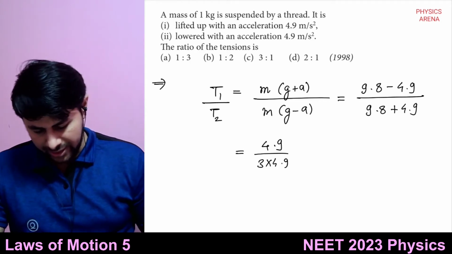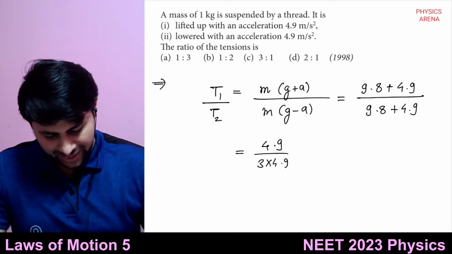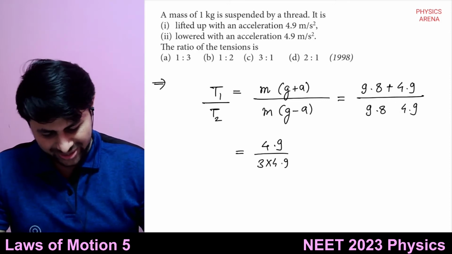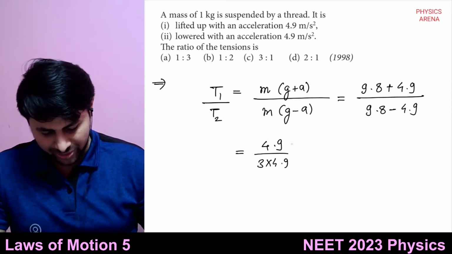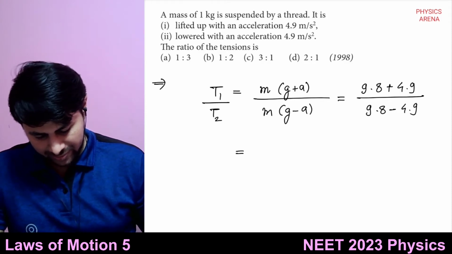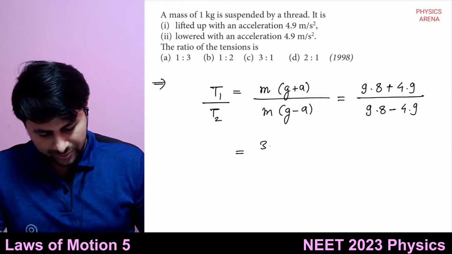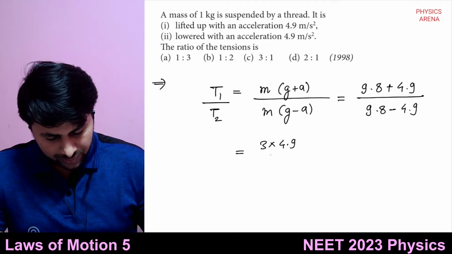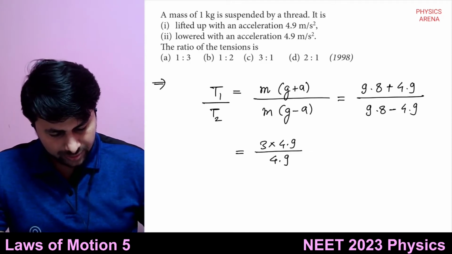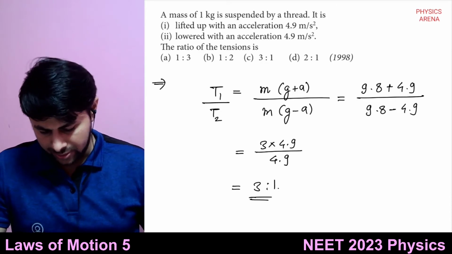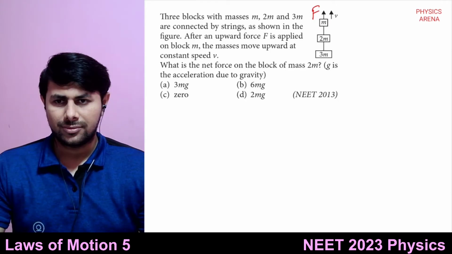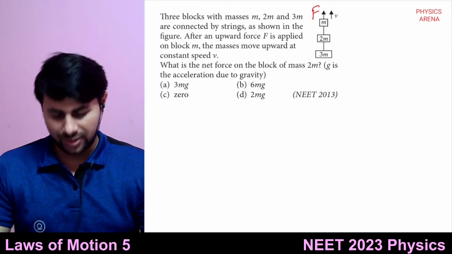Oh, I did the opposite thing, right? Sign is wrong. Sorry, sorry. So 3 by 1 is the answer, not 4 by 3, not 1 by 3. Okay, sorry. So 3 is to 1 is the answer. Okay, option C. Okay, I will read the question again.